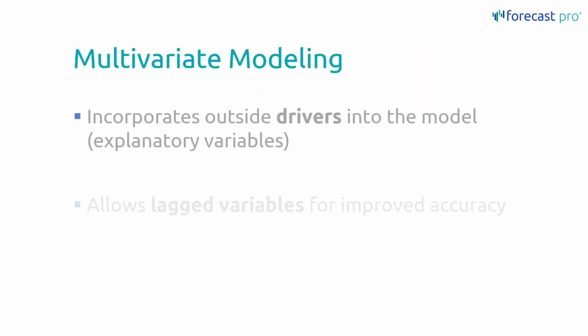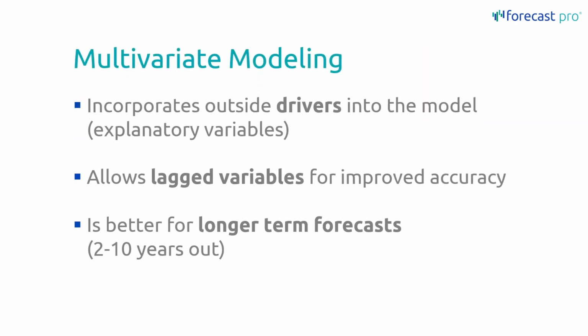So with that said, let's look at the alternative, which is multivariate models. The biggest difference is that we are now able to incorporate these drivers that are affecting your business into the model itself. We're no longer looking solely at the history. We call these drivers explanatory variables. So we are going to build a much more complicated model that incorporates all of this outside business information to hopefully build a better, more accurate model.